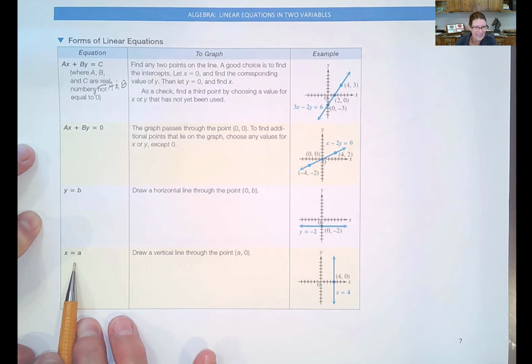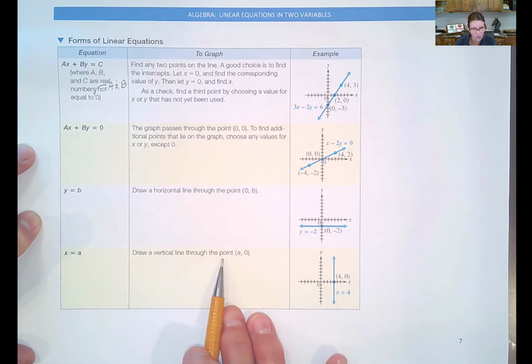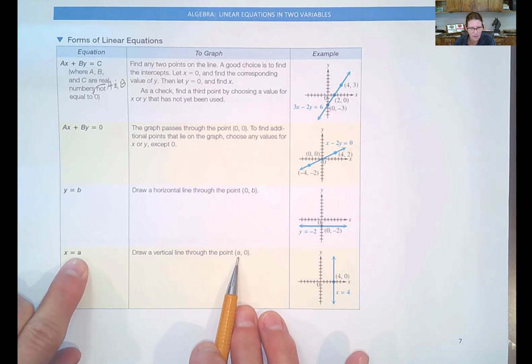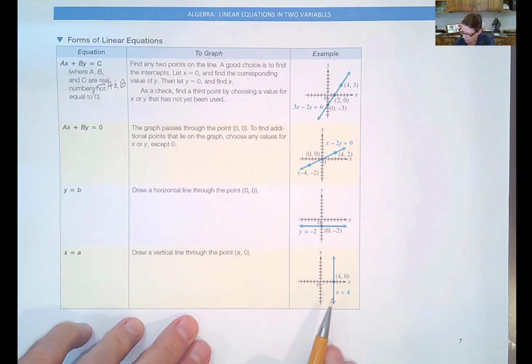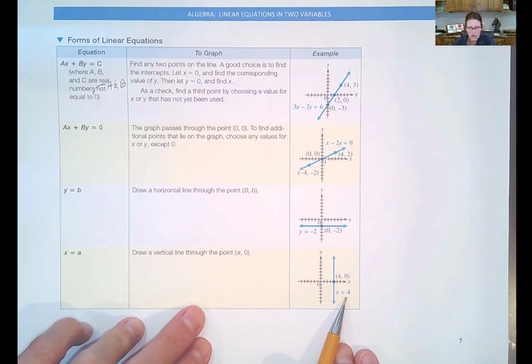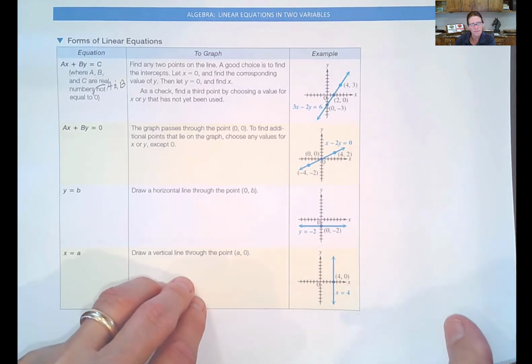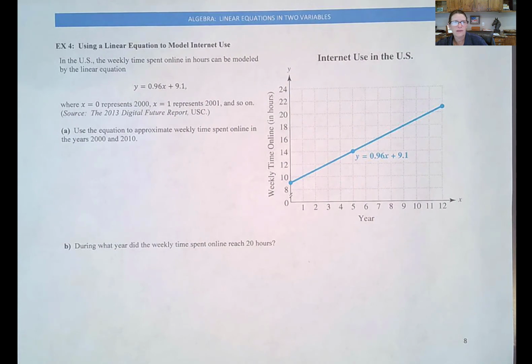If your equation looks like x equals some number, it's going to be a vertical line through the point that has that number as the x value, (a, 0). For example, the graph of the equation x equals 4, just find 4 on the x-axis and send a vertical line through that point, okay? Your graphing of horizontal and vertical lines is going to be the easiest thing to do as long as you recognize and know what you're doing, okay?